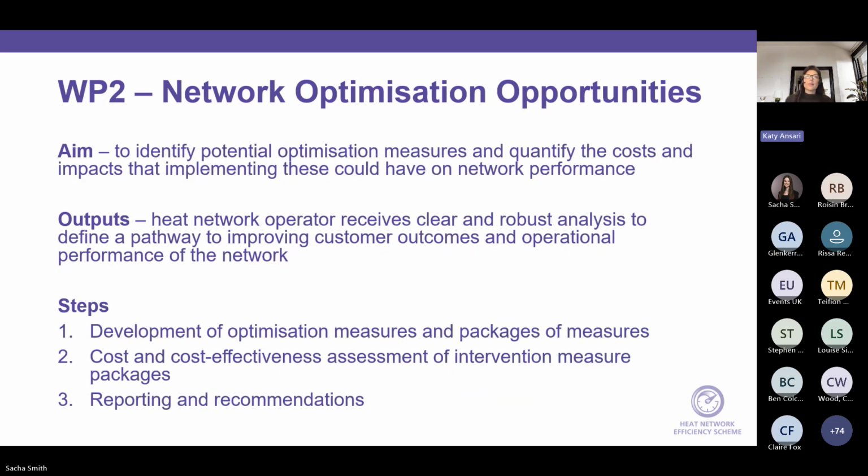Work package 2 then is about network optimization opportunities. Its aim is to identify and develop the potential optimization measures, and to quantify the costs and the impacts of these measures, and what they could have on the heat network performance. In this, the heat network operator will receive a report with a robust analysis of the recommendations offered, and they'll be shown a course of action to improve the operational performance and customer outcomes.